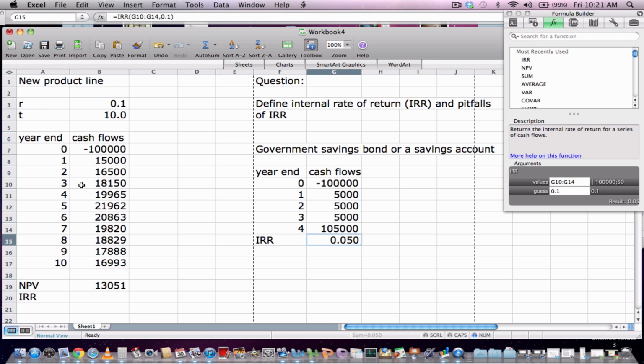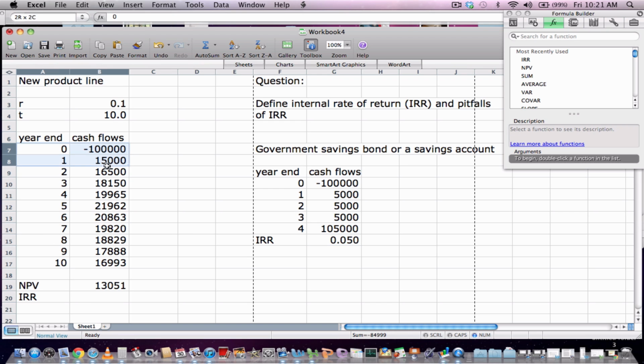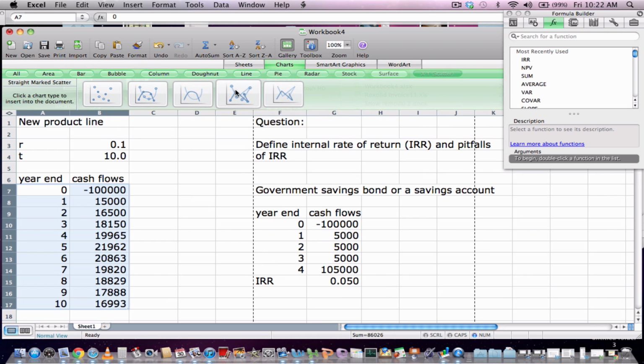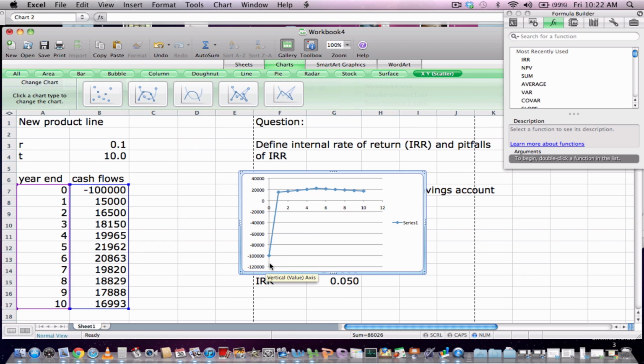So let's look over here at this new product line where you invest $100,000 and you get these cash flows from year 1 to year 10. Here I have your net present value calculation, and with this I want to highlight why you have to put in your guess, without getting too much into the math. I'm going to graph this out as a scatter plot, and you can see how our graph crosses 0, and then as it's getting less and less returns, it's coming back towards 0.